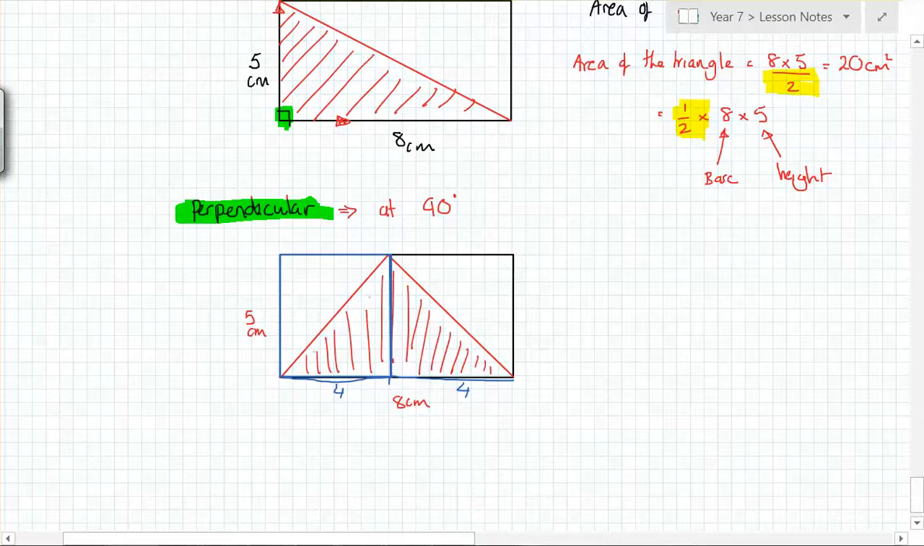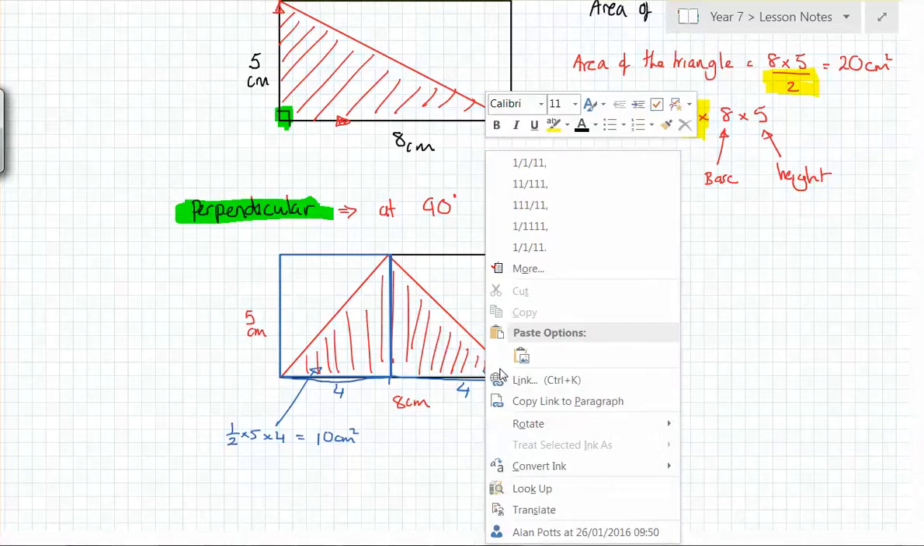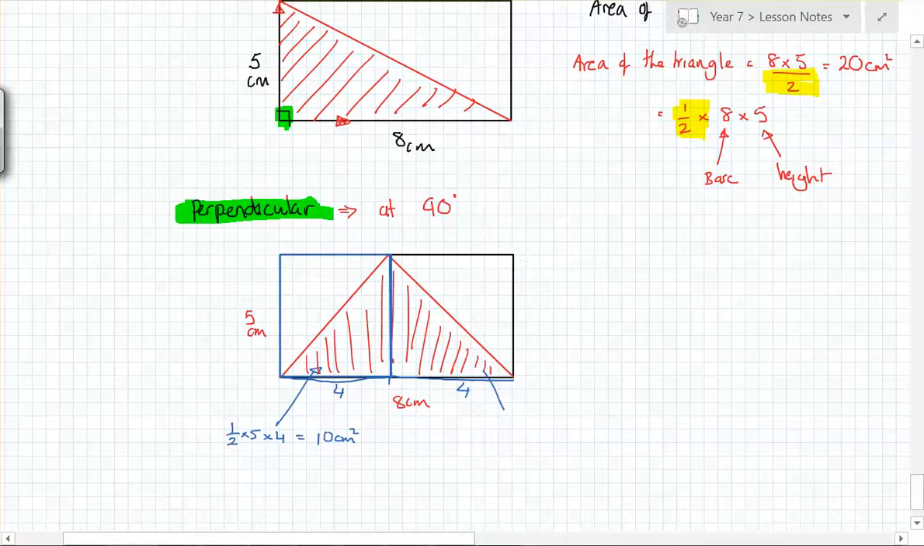Now, what is the area of that red one then? In the blue rectangle. Can you do that? Is it 5 times 4 divided by 2? Yeah, so 5 times 4 divided by 2, I'm going to do half times. And what's the answer? 10 centimeters squared. And what about this other side? It's the same again, yeah? Because it's 5 times 4 divided by 2. So actually this side is also 10 centimeters squared.